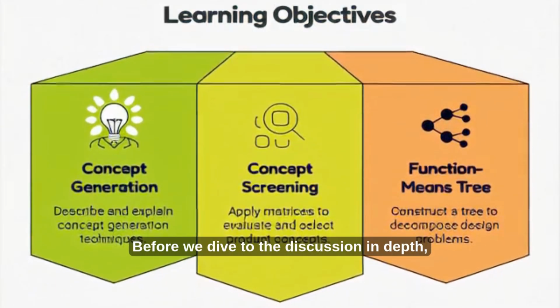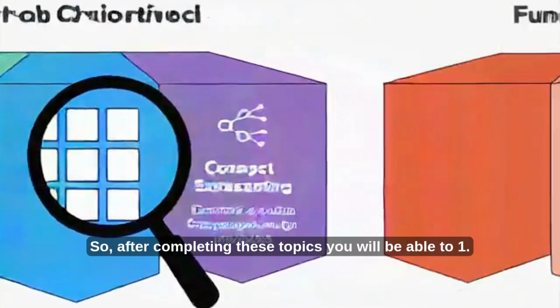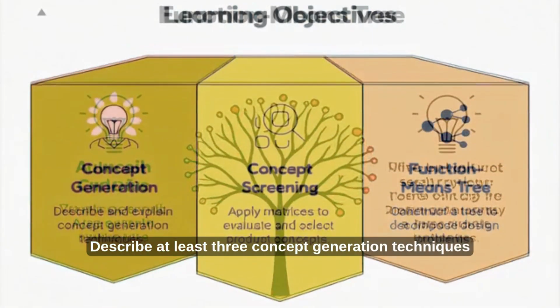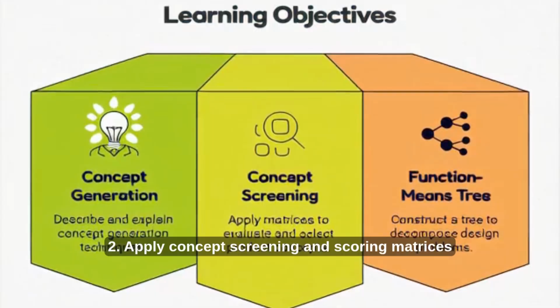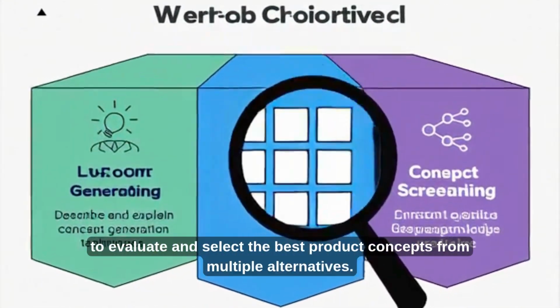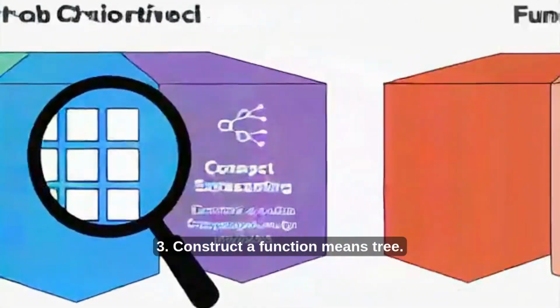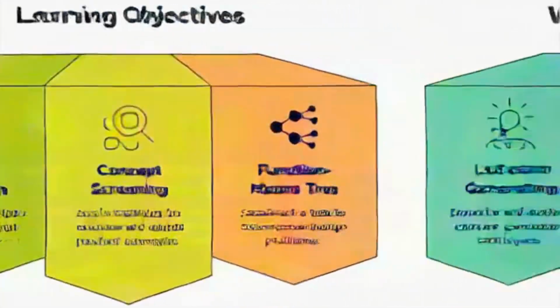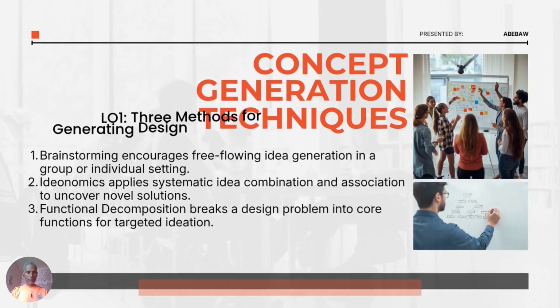Before we dive into the discussion in depth, let us see the learning objectives. After completing these topics you will be able to: 1. Describe at least 3 concept generation techniques and explain when to apply each method. 2. Apply concept screening and scoring matrices to evaluate and select the best product concepts from multiple alternatives. 3. Construct a function means tree. Let us dive into exploring concept generation techniques, concept selection and scoring, as well as function means tree discussion.